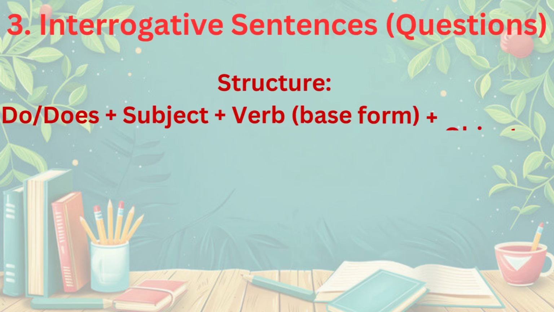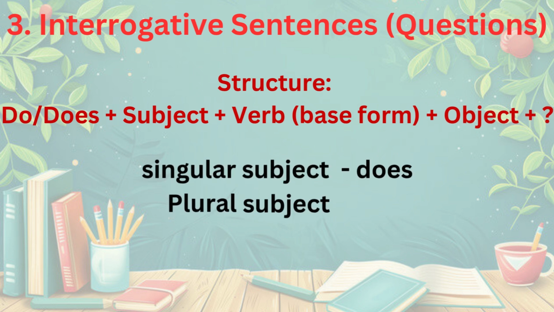Third form of sentence is interrogative sentences, questions, which we use to ask questions. Let's see the structure to make interrogative sentences. Firstly, we use do or does according to the subject and then add subject, then verb base form, then object, at last put question mark. With singular subject we use does. With plural subject we use do.